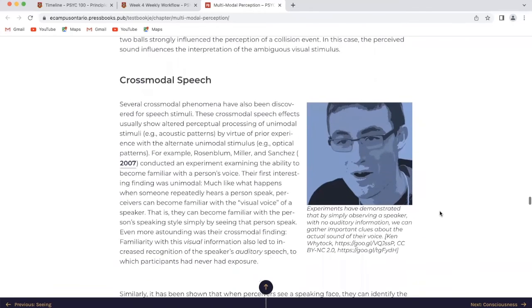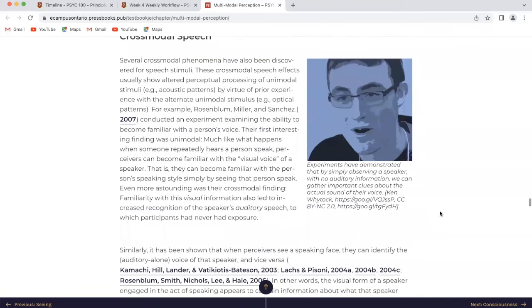Crossmodal speech. Several crossmodal phenomena have also been discovered for speech stimuli. These crossmodal speech effects usually show altered perceptual processing of unimodal stimuli by virtue of prior experience with the alternate unimodal stimulus. For example, Rosenblum, Miller, and Sanchez in 2007 conducted an experiment examining the ability to become familiar with a person's voice. Their first interesting finding was unimodal.